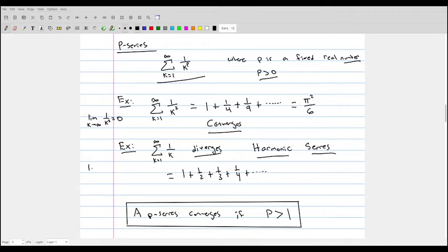But for the harmonic series, the limit of the terms as k goes to infinity of 1 over k is also going to 0, but this series still diverges. This is a great example of how not to use the nth term test. You can only use the nth term test to say that if the limit of the terms in the series is not going to 0, so it's a non-zero value, then the series has to diverge. It doesn't tell you anything about a series if the limit of the terms is going to 0.